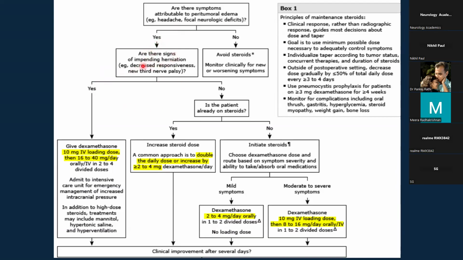if there are signs of impending herniation. If there are signs of impending herniation, it's always better to go for IV treatment, that is 10 mg IV followed by 16 to 40 mg per day in divided doses.